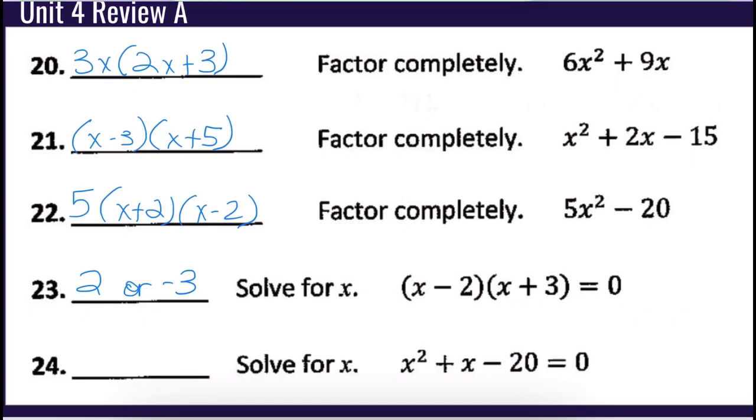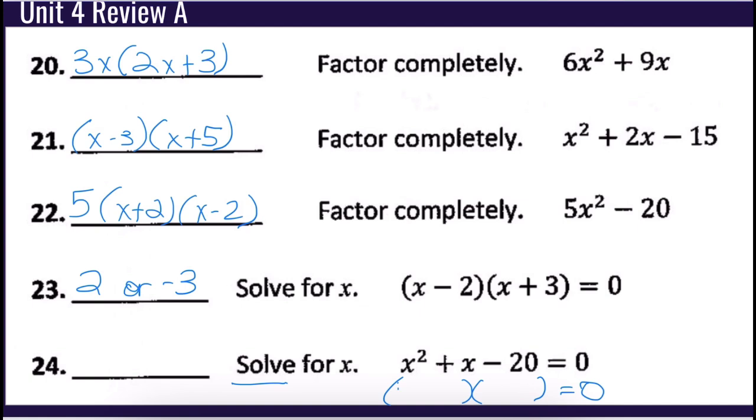24 is similar in the fact that it wants us to solve for x, but it hasn't factored it out for us yet, so we need to do the factoring. So we're going to go ahead and do our 2 parentheses. There's no common factors between all 3 terms, so we're going to go straight into reverse FOIL.